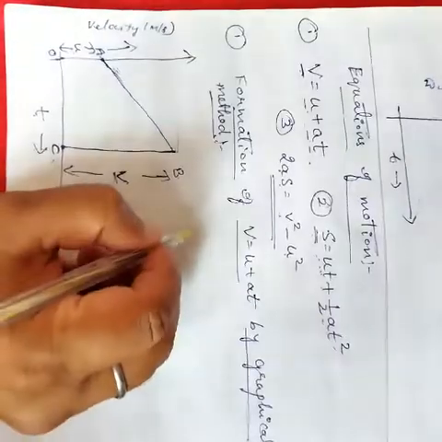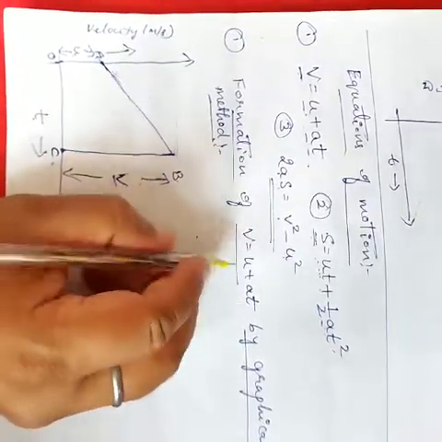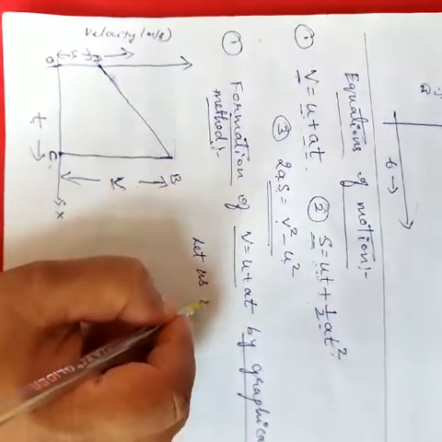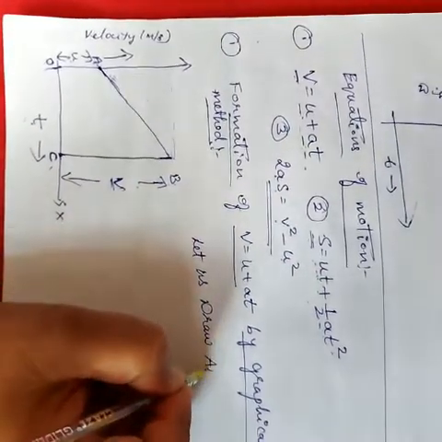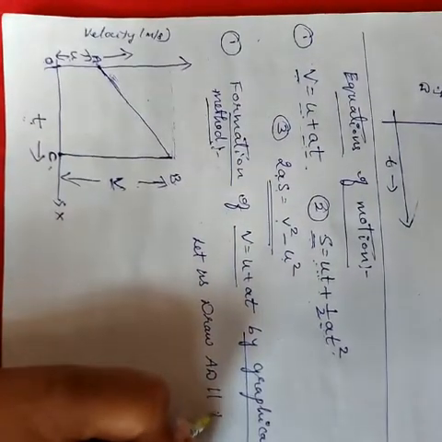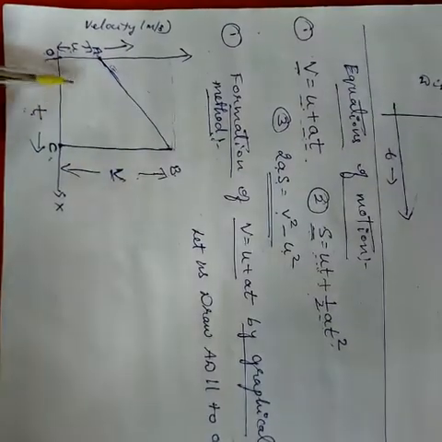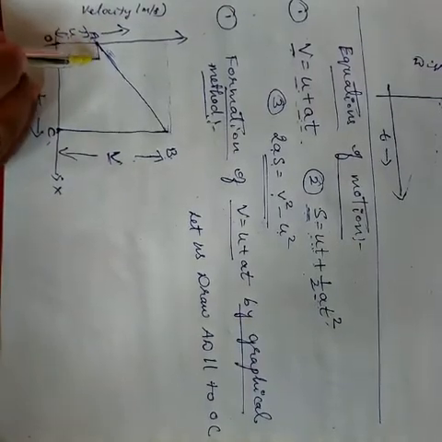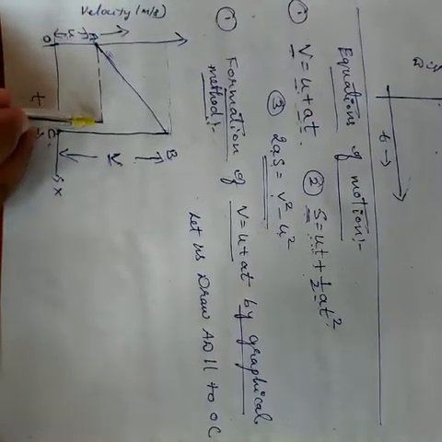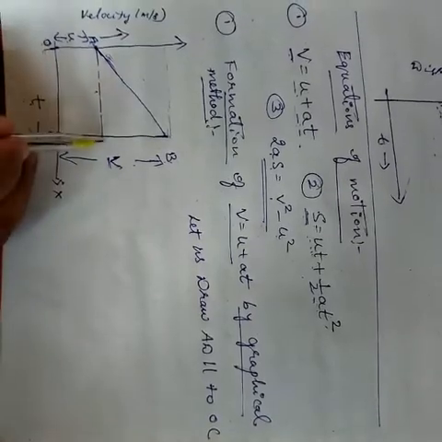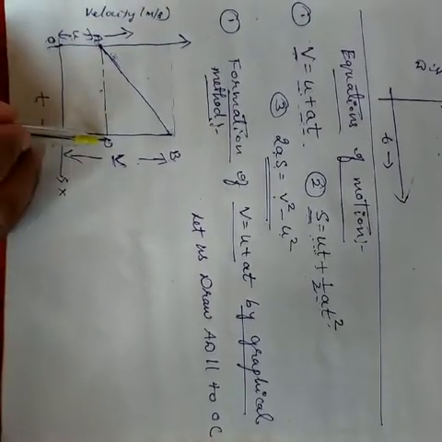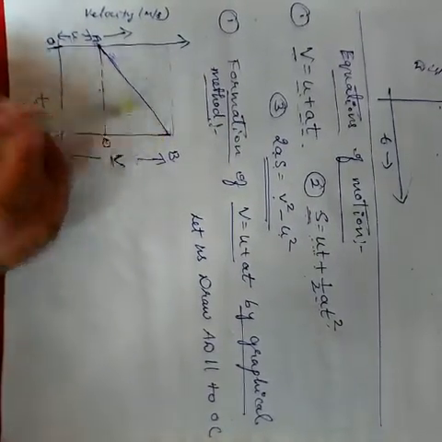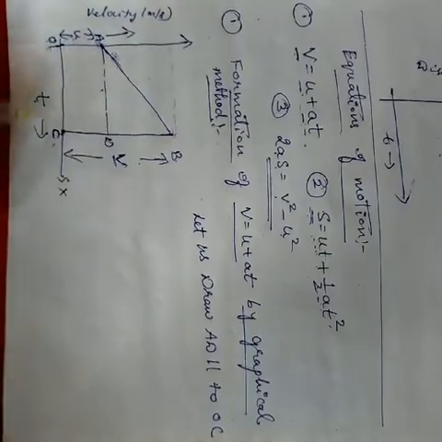Now you start to derive it. Let us draw AD parallel to OC. So OC parallel to this point is called point D, AD. Why do we draw it? Because the velocity changes here now. That is why we are drawing it parallel to OC.